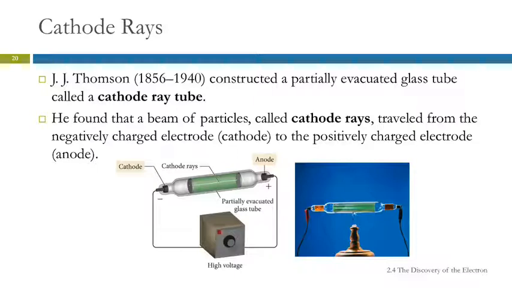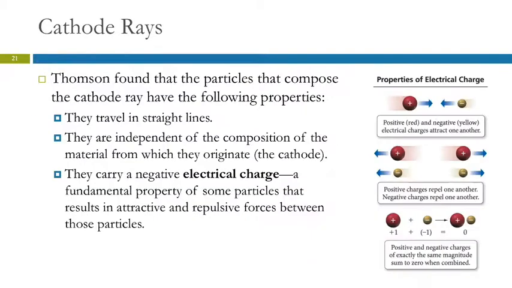And the cathode ray was a beam of particles, and it moved from the negative end, the cathode, to the positive end, the anode. And of course the question was, what is that? He found that those particles have some properties. They always travel in straight lines. They are the same regardless of what the material of the cathode is made of. So you could make the cathode out of aluminum or out of iron or out of gold, and the cathode rays are the same. He also found that the cathode rays had a negative electrical charge.